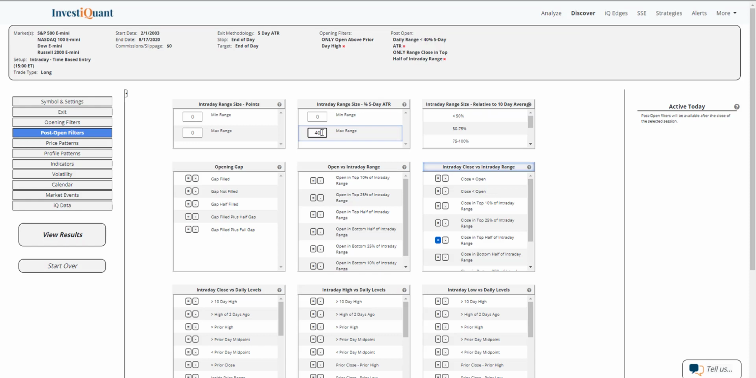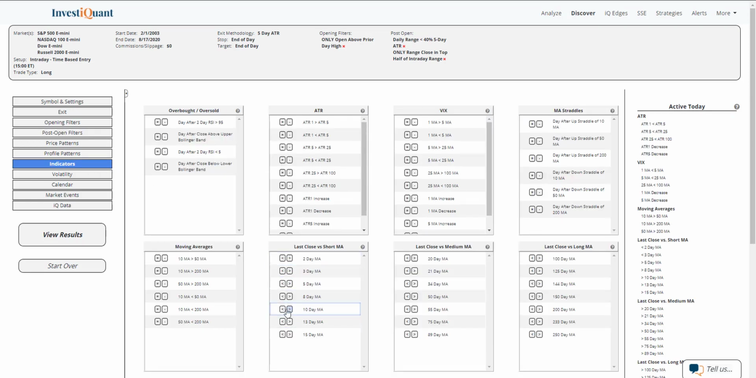So currently the 5-day ATR is just over 35.5 points. So that would make 40% of the 5-day ATR about 14.25. We're well under that right now, and that would still give a little bit of room for range expansion if that was to happen between now and 3 p.m. Eastern Time. And then lastly, what I want to do is go into indicators and put us in this really bullish environment of above a 10 and 200-day moving average and click View Results.